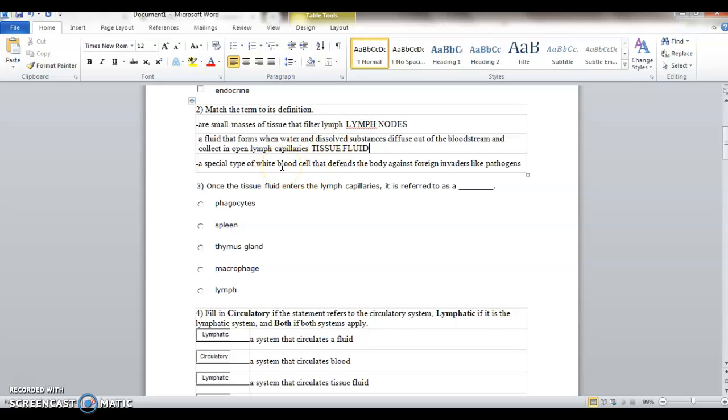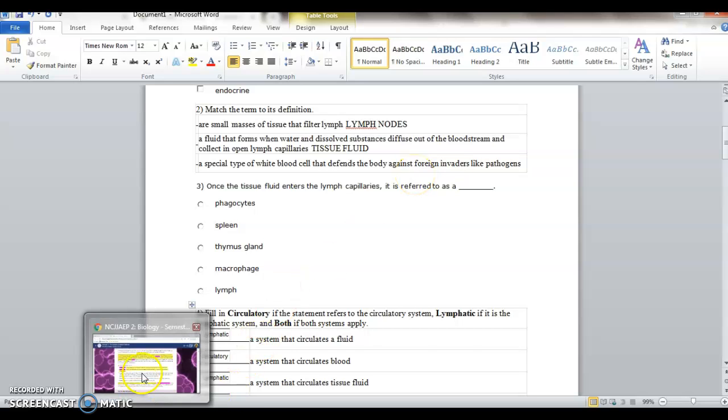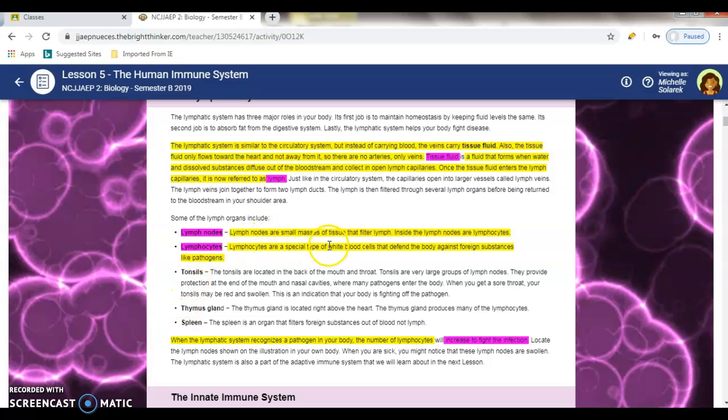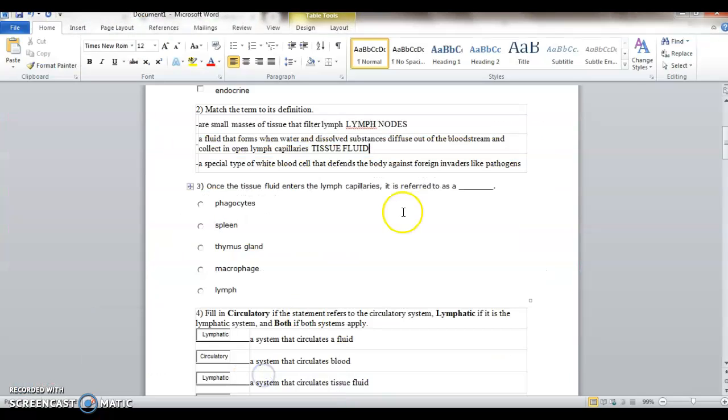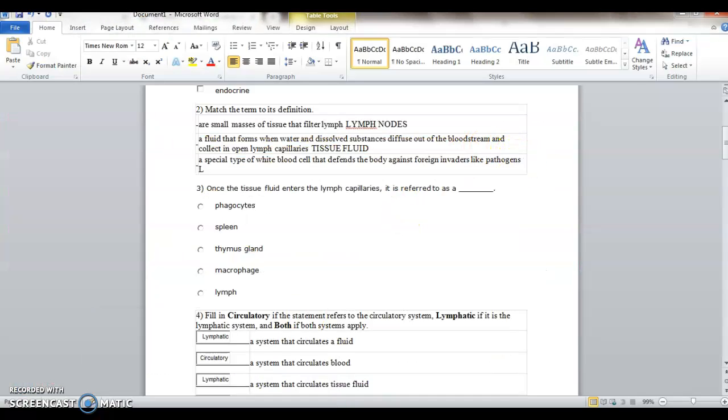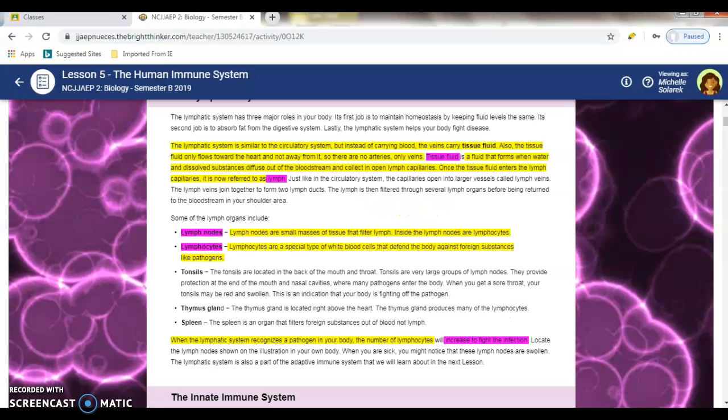And lastly, a special type of white blood cell that defends the body from foreign invaders like pathogens. That one is going to be lymphocytes. So it is a special type of white blood cell that fights against pathogens. Spell it. Okay, number 3, once the tissue fluid enters the lymph capillaries, it is referred to as lymph. So that is what it's referred to once it enters the lymph capillaries.